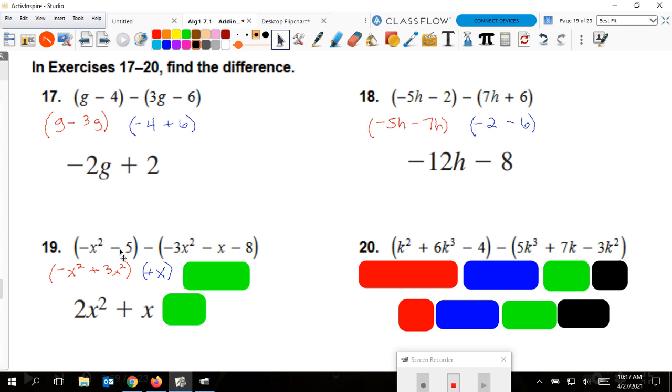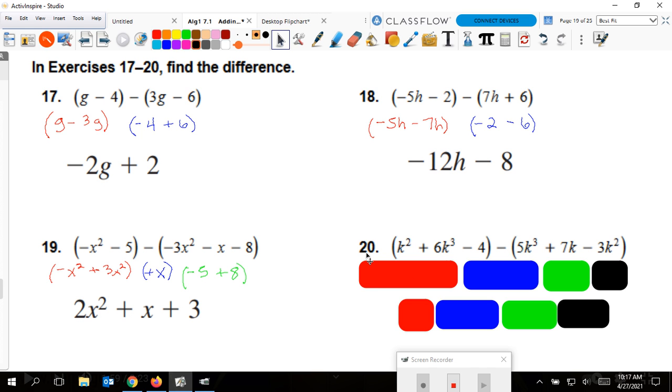And then the constant numbers, you have a negative 5 minus negative 8. So negative times negative there will make that a positive 8. Negative 5 plus 8. If I take 5 away from 8, that's going to give me a positive 3. Again, it's in standard form. The highest degree there is 2. That's the degree of the polynomial is 2. The leading coefficient would be 2. It's in standard form as they are descending from highest degree to lowest.